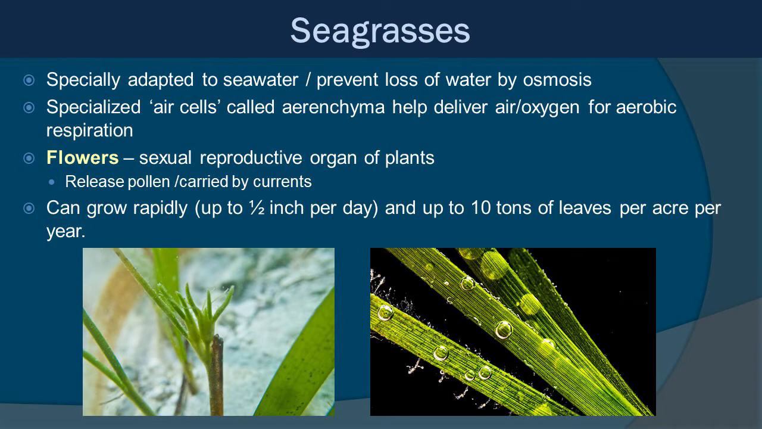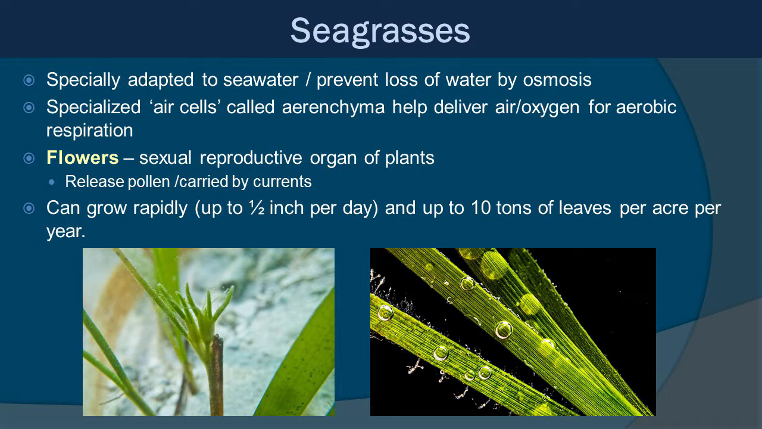As they are in seawater, they have some adaptations to prevent water loss through osmosis. They also have specialized air cells called parenchyma that help deliver oxygen for aerobic respiration. Seagrasses are flowering plants, and a flower is a sexual reproductive organ of plants, and they release pollen, and it is carried by the currents. And you can see a picture of a flower from a seagrass on the bottom left. They don't quite look like flowers on land do, but they are there.